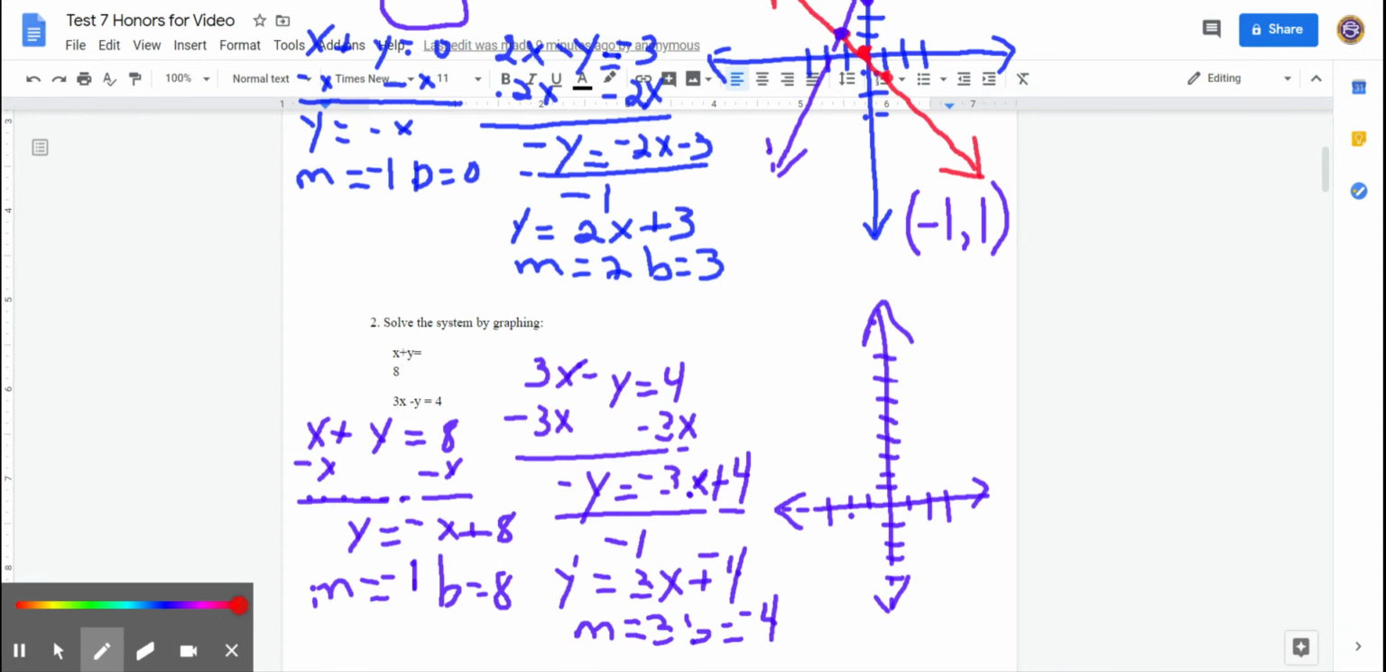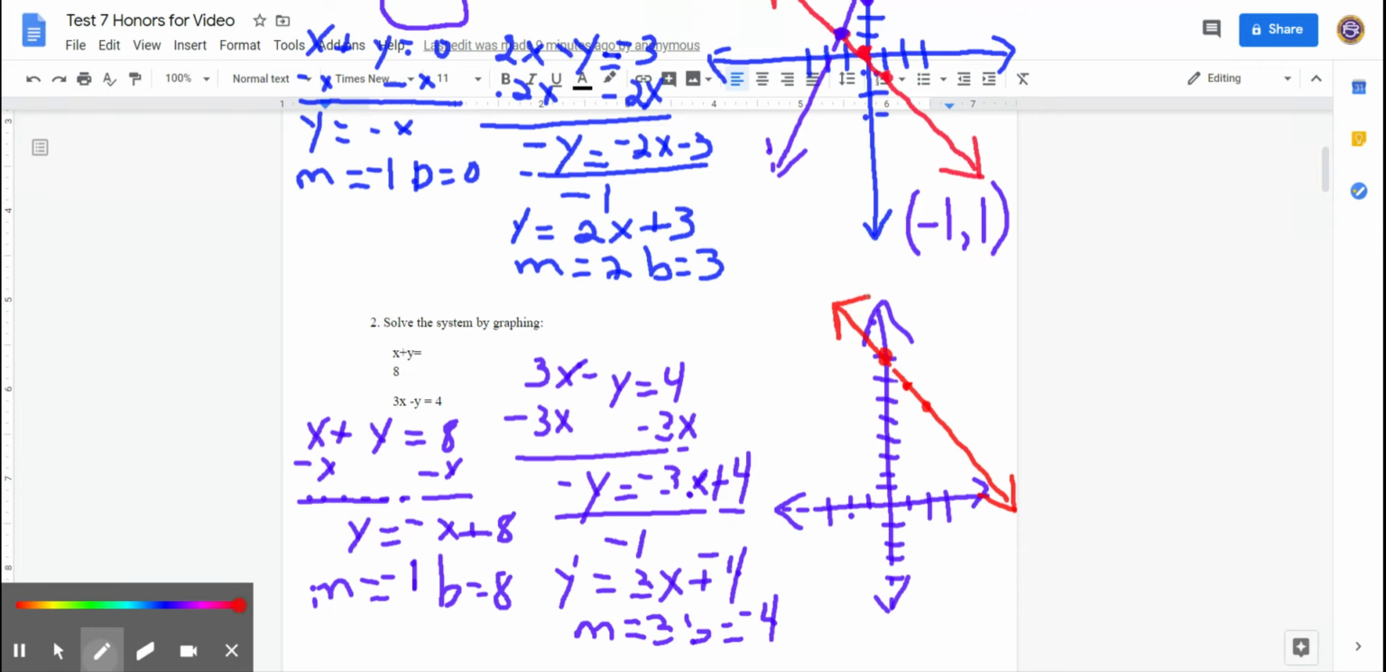So the first one, b equals 8. So we go up to 8 and we put a point on our y-intercept. And our slope is negative 1. So down 1, right 1. And we could do that a couple of times. Okay. And then our line, nice and straight.